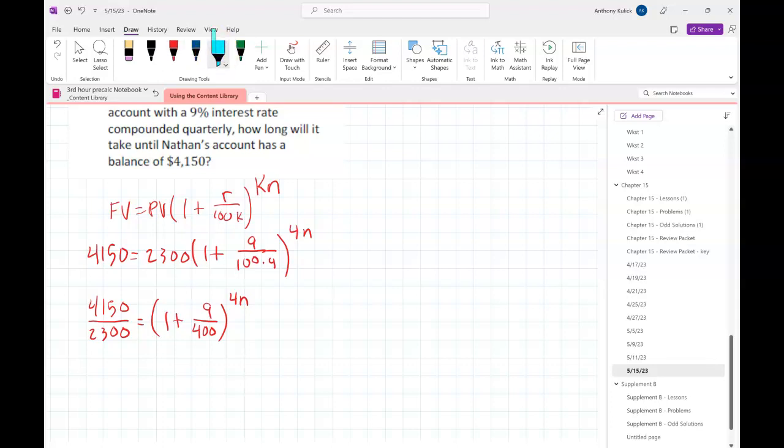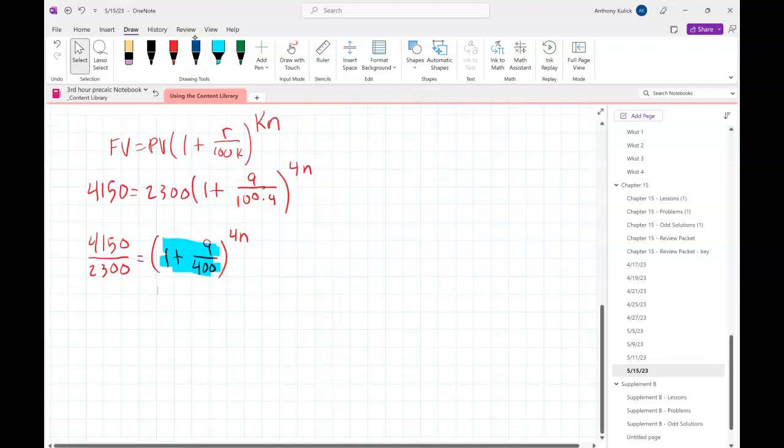Now, I could combine these like terms here, but rather than typing that into my calculator, I'm just going to leave it the way it is. I'm just going to think about that whole thing as the base of my exponential. To cancel that out, I'm going to use the log of the same base.